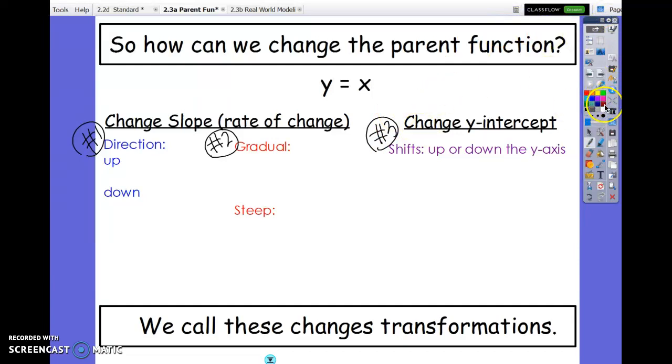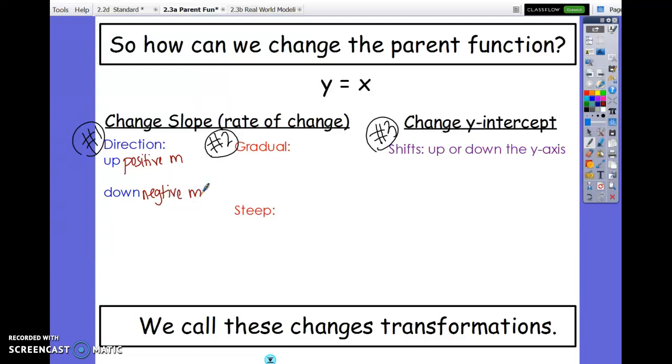When we are looking at our slope, it tells us about 2 of these transformations. The first one is the direction. That's talking about whether your line is going up or going down. Is your line increasing or decreasing? We've actually talked about this one. Remember, if your line is going up or increasing, that means you've got a positive slope. If your line is going down or decreasing, that means you've got a negative slope.